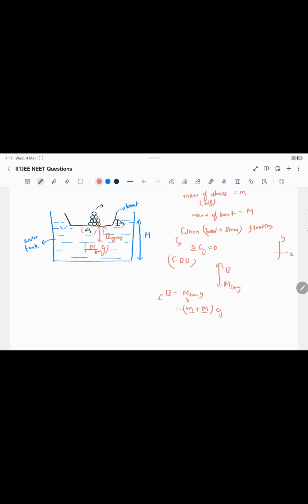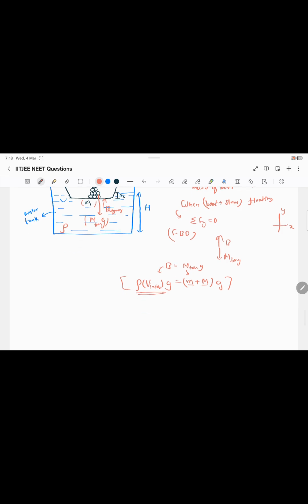How to write the buoyancy force? Density of water was not given, so I'll take the density of water as rho. Then we have to take the volume of the object inside the liquid. So how much volume is inside, and g, this will be my buoyancy force, and it should be equal to small m plus capital M, g. Capital M and small m are the mass of boat and stone.